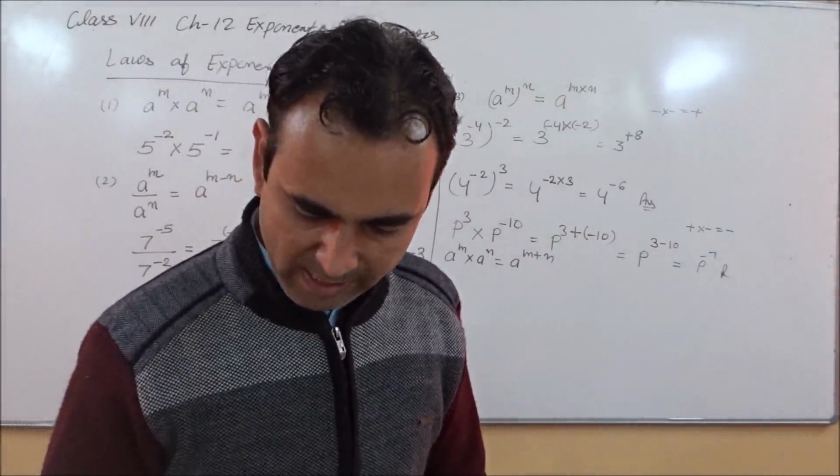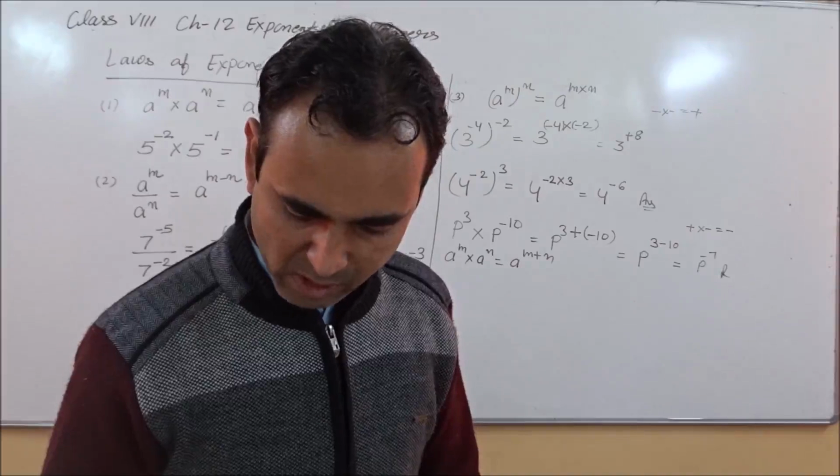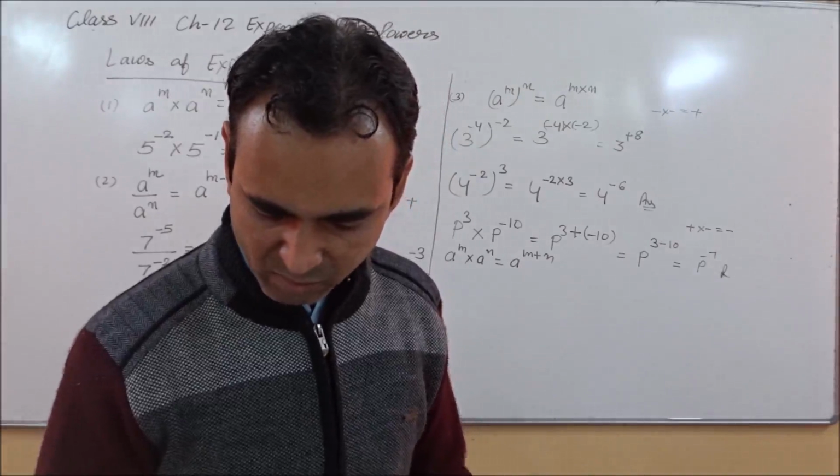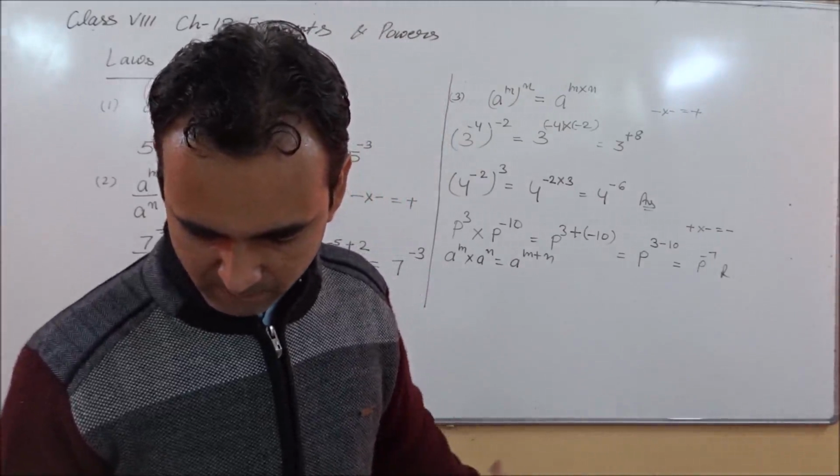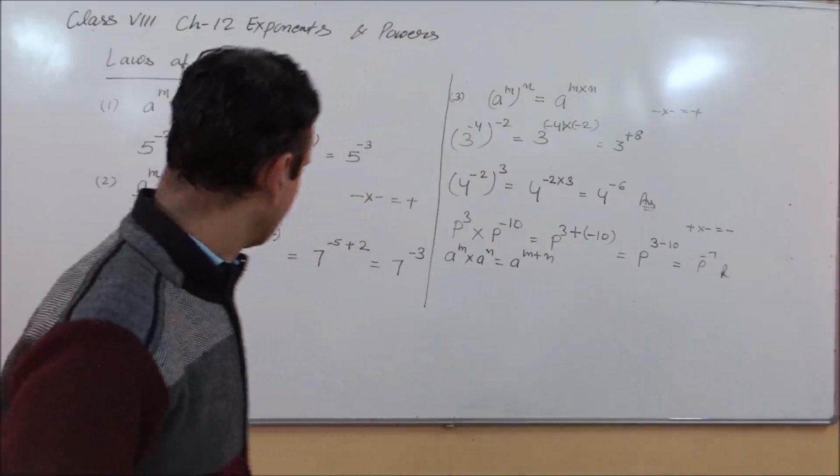On page number 195 below, you are given five formulas. First we have covered, second we have covered, third we also covered, and the fourth we have not covered.